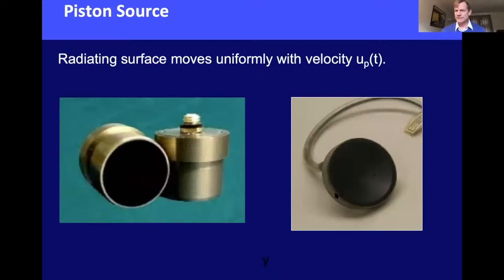On the right here, this is also a piezoelectric transducer. In this one, it's been curved so that it creates a natural focus at the radius of curvature of this bowl. And these are the 2 most common sources that are used in biomedical ultrasound.